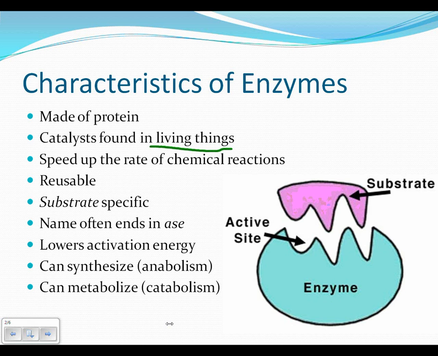Now, one trick that may help you is that enzymes, a lot of times they end in ASE, so that's a clue. And they can do a couple of things. They can synthesize, which means put things together, that's anabolism, or they can metabolize, break things apart into smaller pieces, which is catabolism.